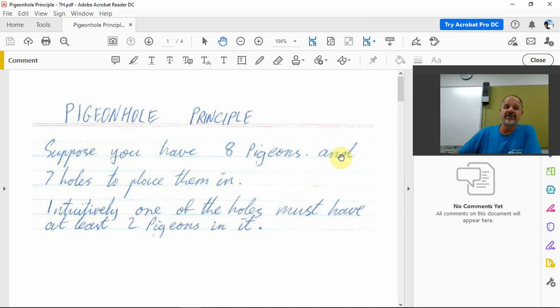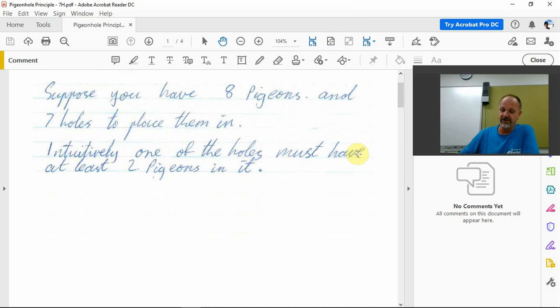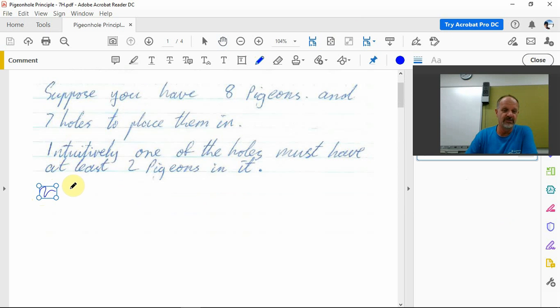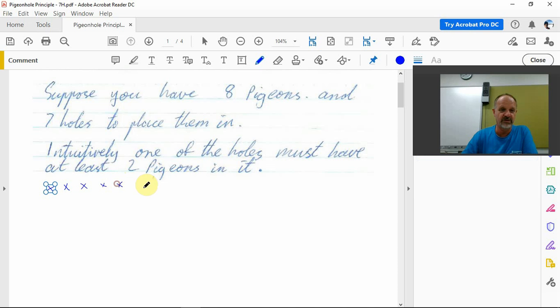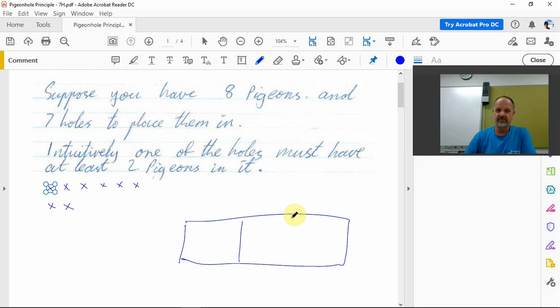So suppose you have 8 pigeons and 7 holes to place them in. All right, so here's my pigeons. I got 1, 2, 3, 4, 5, 6, 7, 8 of them. And I've got 7 holes to put them in.